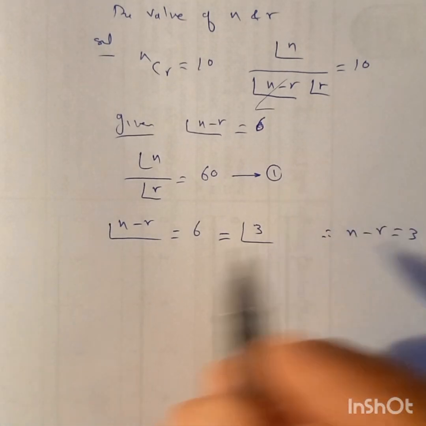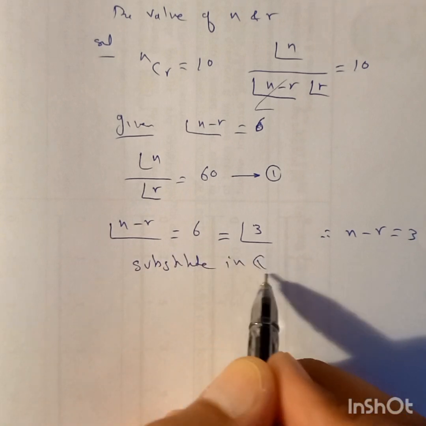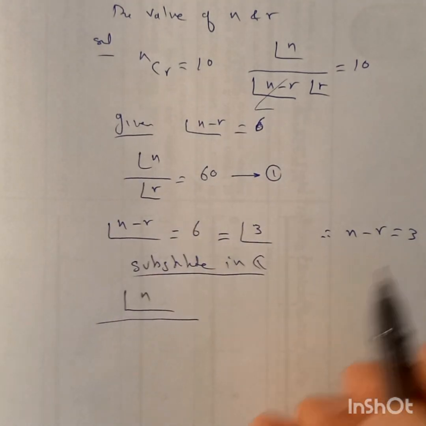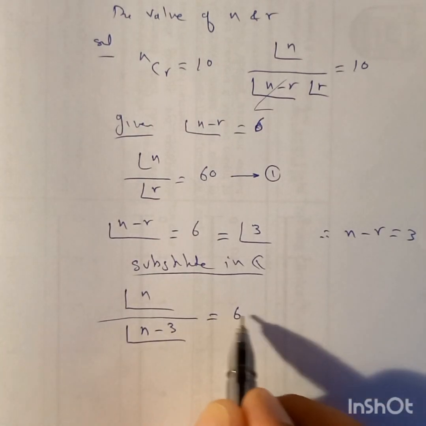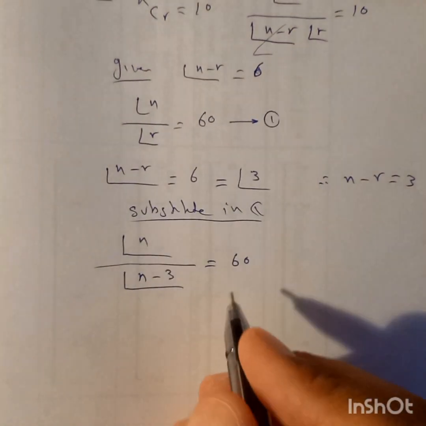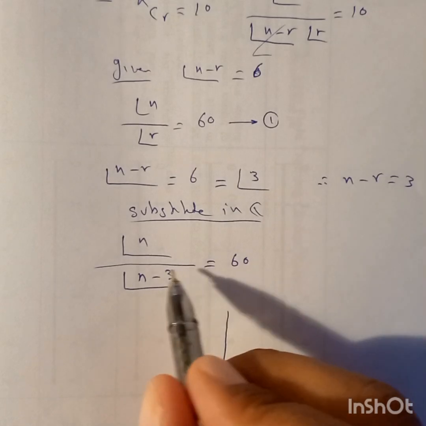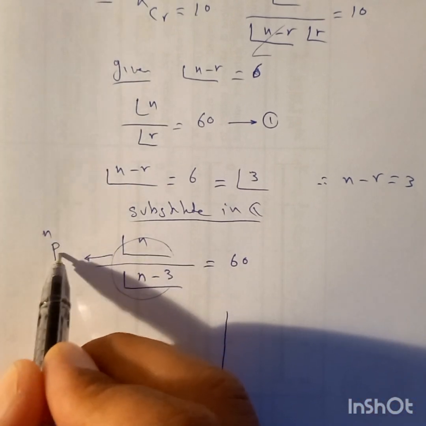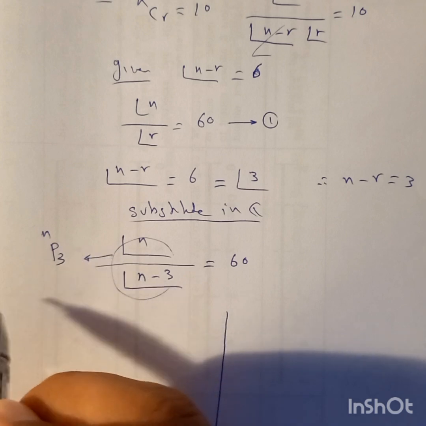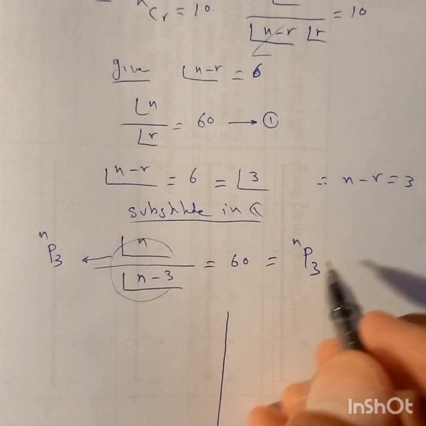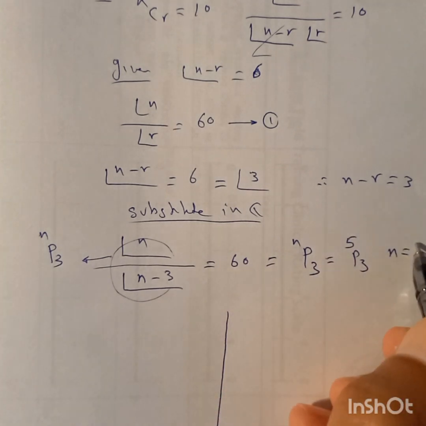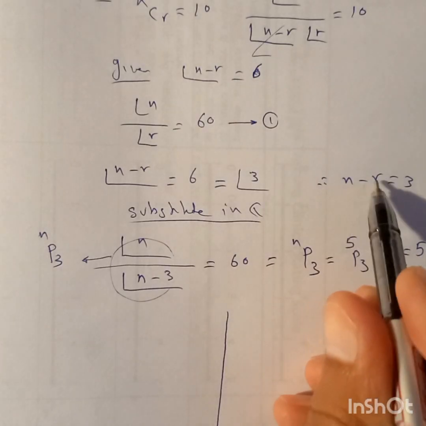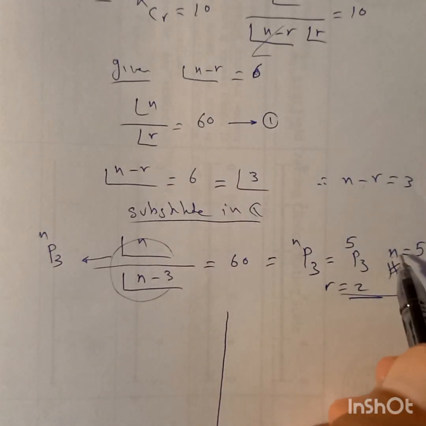We can now substitute in equation number 1. Then we have factorial of n divided by factorial of n minus 3 equals 60. Here we can solve it in either of the following two ways. Factorial of n divided by factorial of n minus 3 can be expressed as nP3, as this is factorial of n divided by factorial of n minus 3. This equals nP3. By using a calculator we can find 60 equals 5P3. Then n equals 5, and by substituting n equals 5 here, we have r equals 2, and this is required. So n equals 5 and r equals 2.